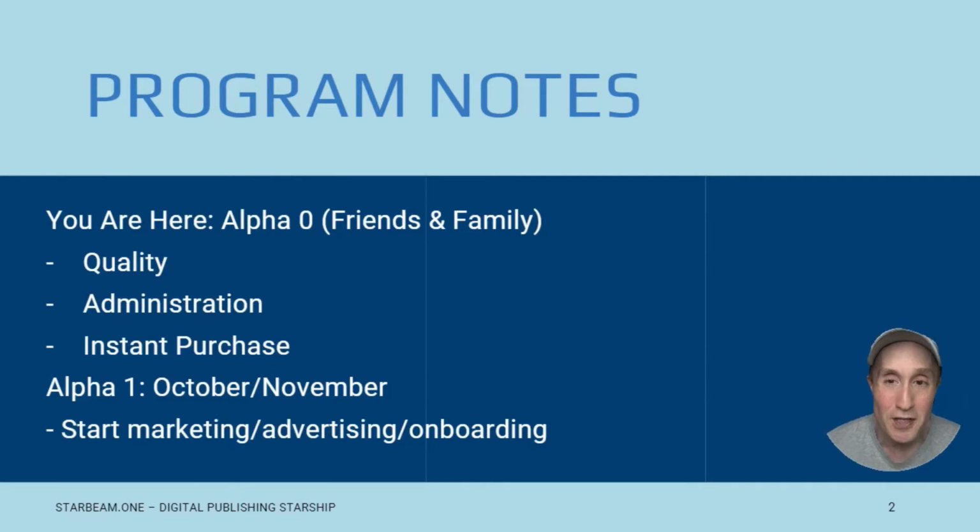We'll talk a little bit more about that in the upcoming slides, but I just want to show where we're at right now. So I'll say Alpha 0, which is now, but that also means the Friends and Family, which was released 2 weeks ago.